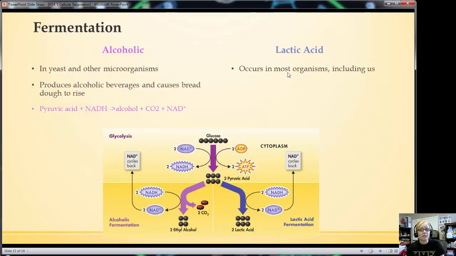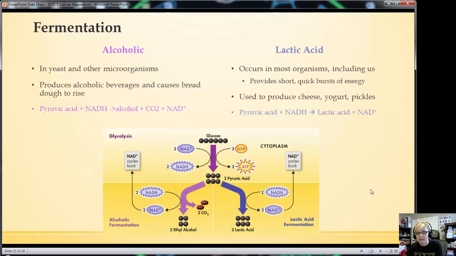Now, lactic acid fermentation occurs in most organisms, including us. So we're doing this type of fermentation. The purpose of it is to provide short, quick bursts of energy. Say you don't have oxygen present in your cells, your body still needs a way to get some quick ATP if it's needed. It's also used to produce cheese, yogurt, and pickles. So we have other microorganisms that are able to do this type, and this is how we're fermenting milk into cheese and yogurt. We're fermenting cucumbers into pickles. It's this process of lactic acid fermentation.